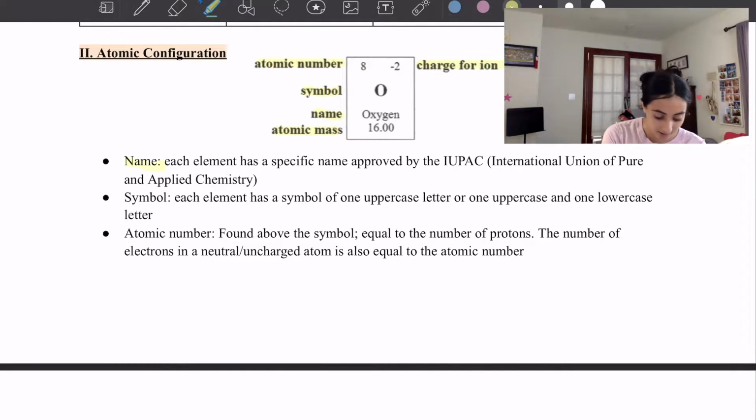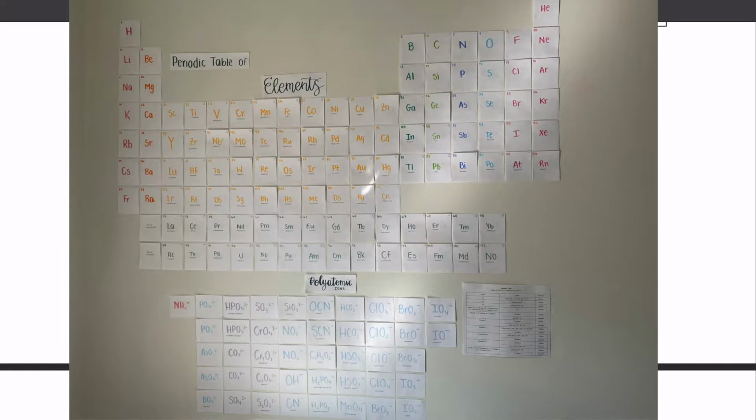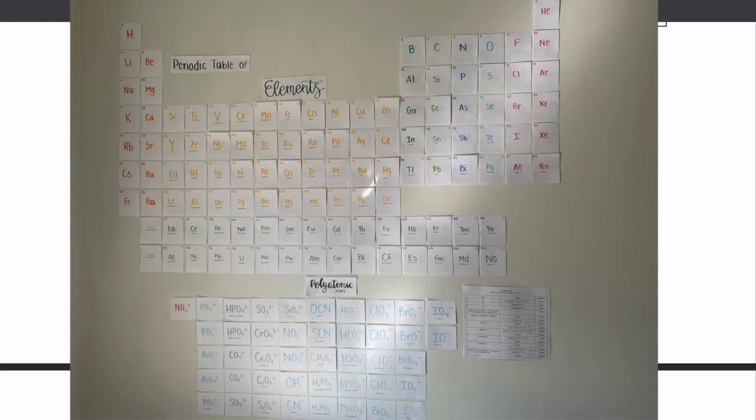Then we have the symbol, which can be an uppercase letter or an uppercase and a lowercase letter. There are never two uppercase letters, but for instance, barium is Ba. You can look on your periodic table if you need help with the symbols, whether you take honors chem or AP chem, you will have the symbols on your periodic table. I also have made a periodic table on my wall. Here's a picture of it. I'm very proud of it.